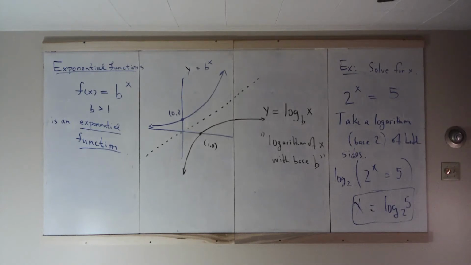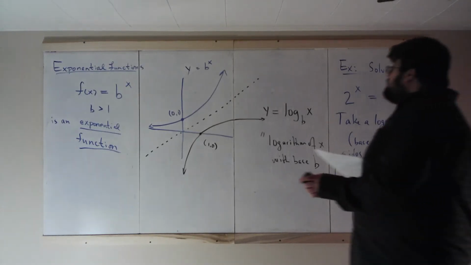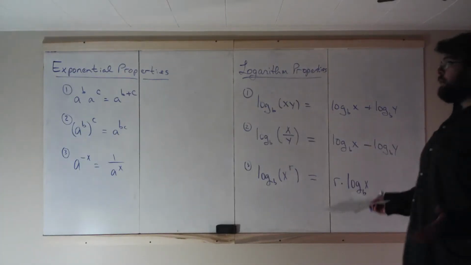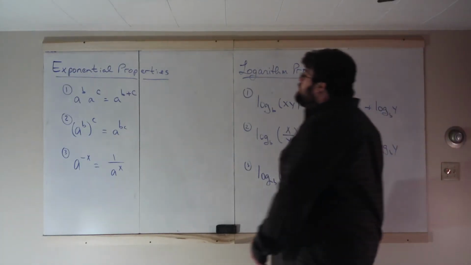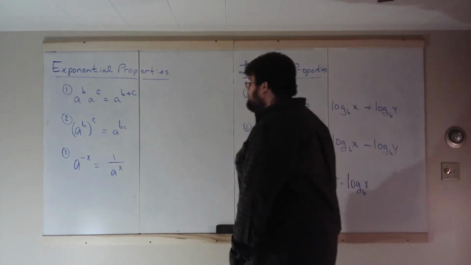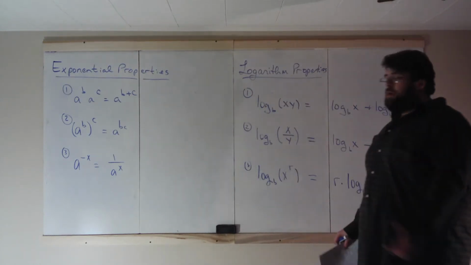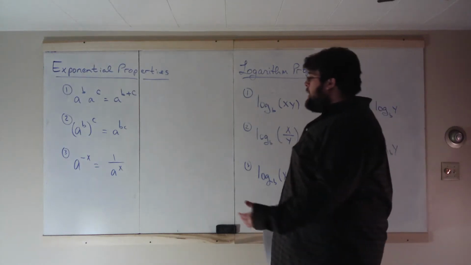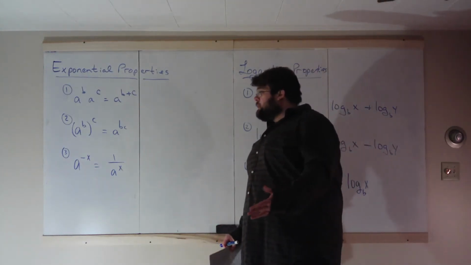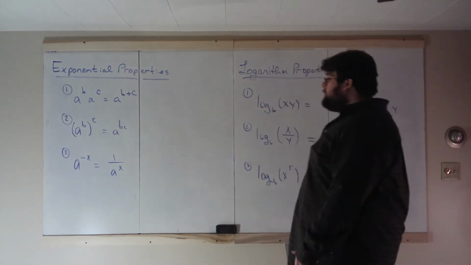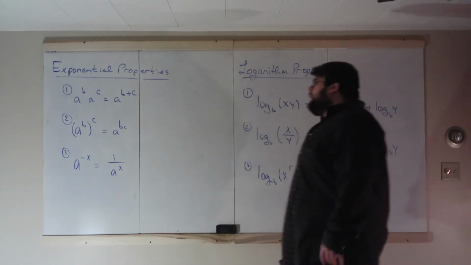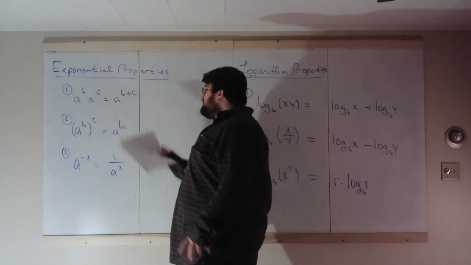Also important are some exponential and logarithm rules. We have 3 exponential properties. These are just numbers, a, b, c, and x. A to the b times a to the c is a to the b plus c. A to the b raised to the c is a to the b times c. A to a negative number is 1 over a to that number. There are many ways you can think of them.